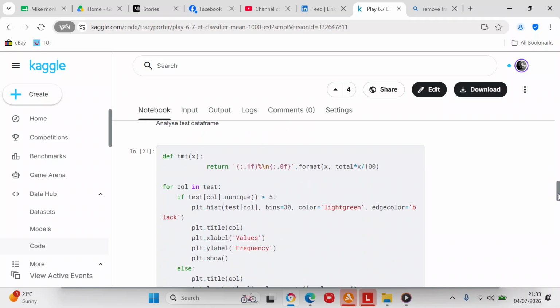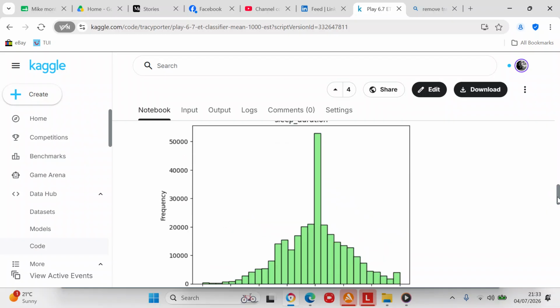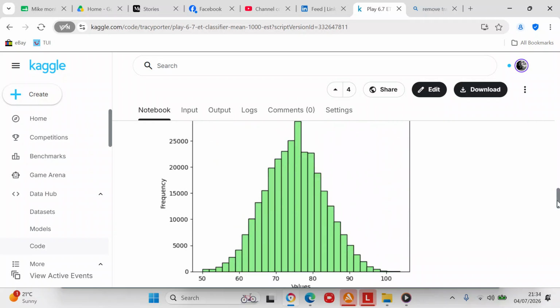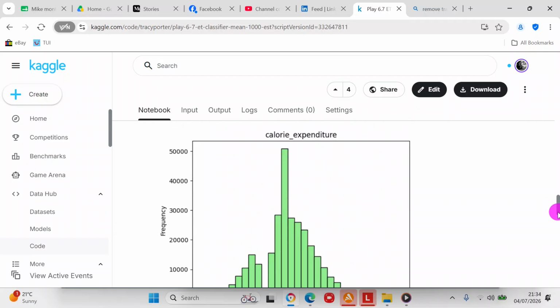So now we're going to analyze the test data frame, and we're going to use exactly the same code for the test data frame that we used for the train data frame. So again, the sleep duration is 7. Most people slept around 7 hours a day. The heart rate was pretty good. It was around 75. I don't know if that's good or not. I'm not medically trained. BMI, that's your body mass index. So that's not too bad. And it does sort of look like a normal distribution.